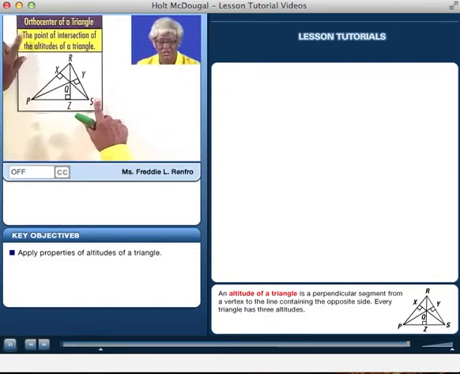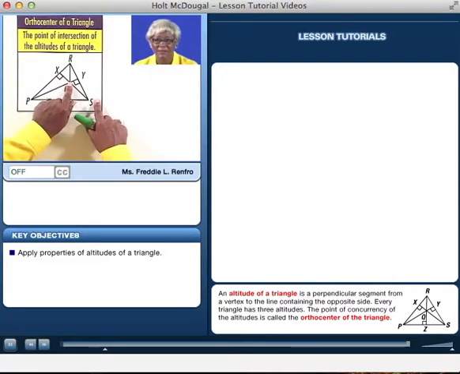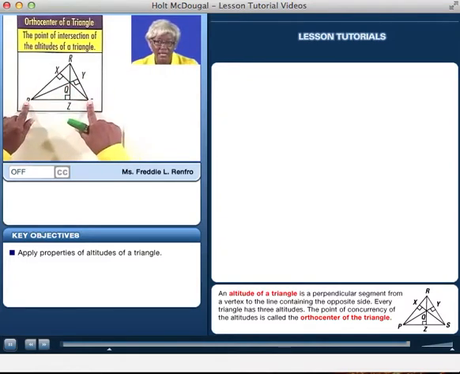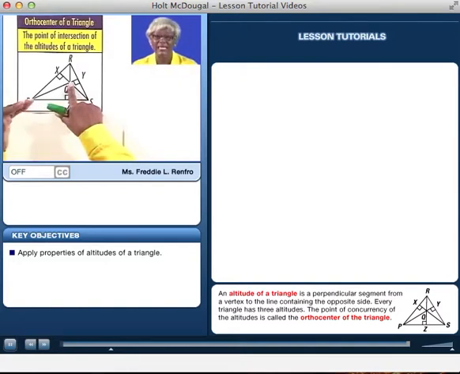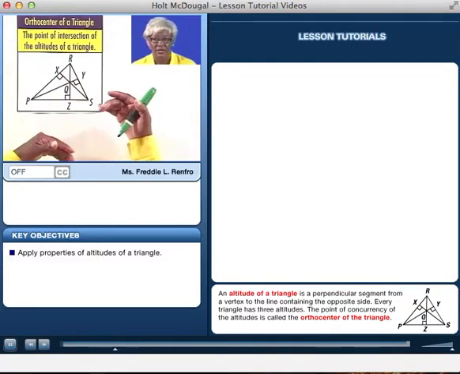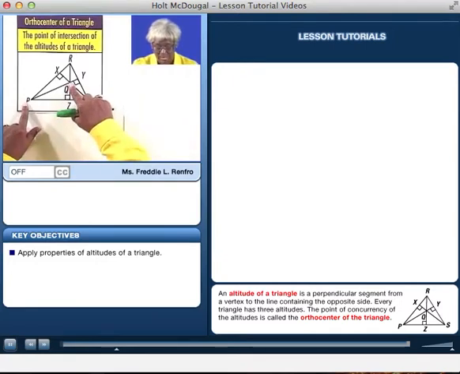The point of intersection of the altitudes of a triangle is called the orthocenter of the triangle. Okay? And that's a word you need to remember. Where the three altitudes intersect, and here the altitudes are intersecting inside of the triangle. Sometimes they can intersect outside, sometimes they can intersect on the triangle. In our case, the three altitudes are intersecting inside, and that point is called the orthocenter.